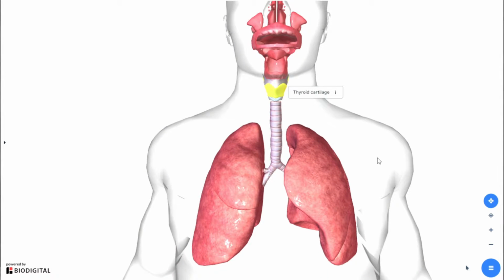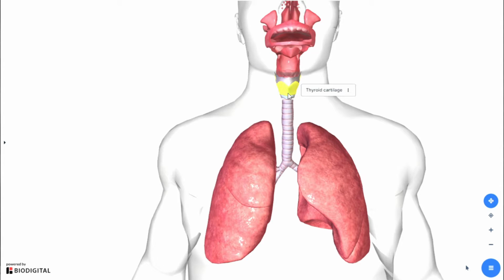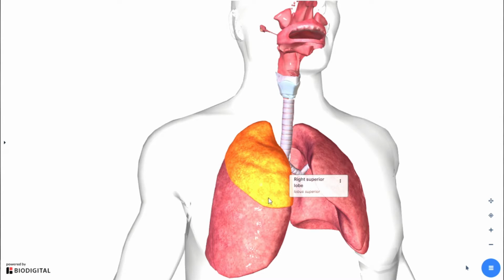Now coming down, I'm going to talk to you about the lungs. This is our right lung, which is slightly larger than our left. It has 3 lobes. We have a superior lobe, a middle lobe, and an inferior lobe. These lobes are separated by fissures. Here we have a horizontal fissure, and then here we have an oblique fissure.